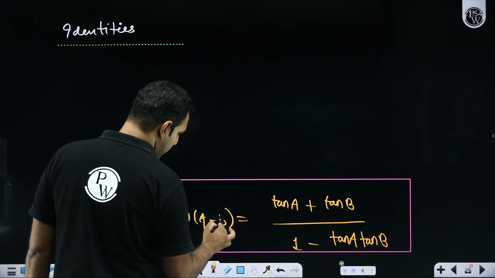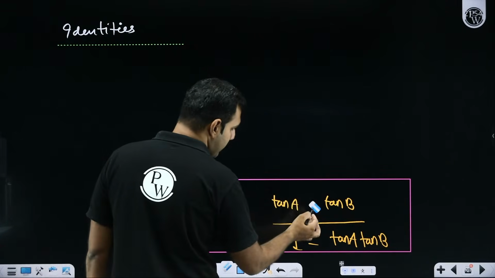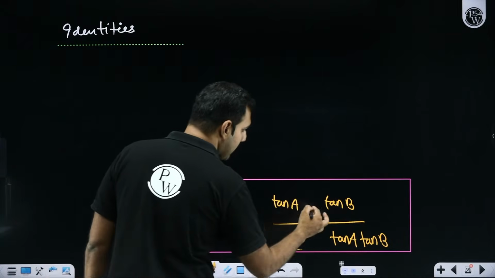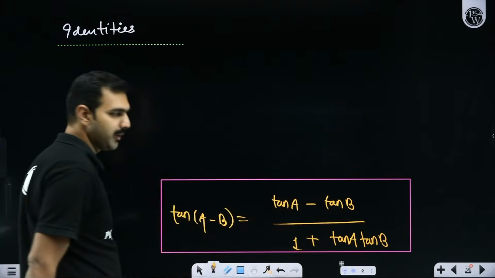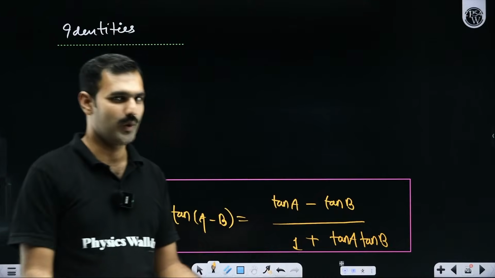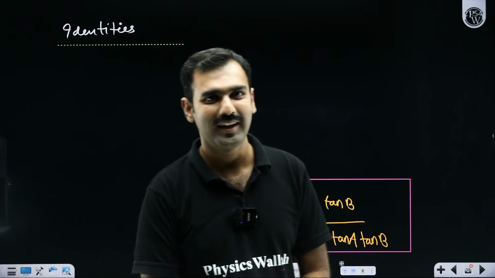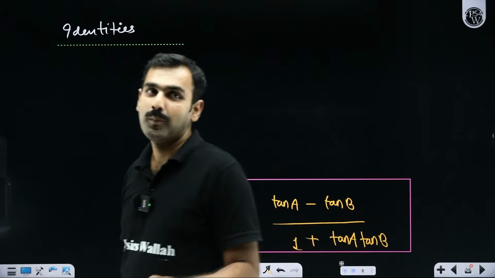So sir, what will happen in that tan a minus b? It will become tan a minus tan b upon 1 plus tan a tan b. One more added to your beautiful life. I hope I'm not confusing anyone.